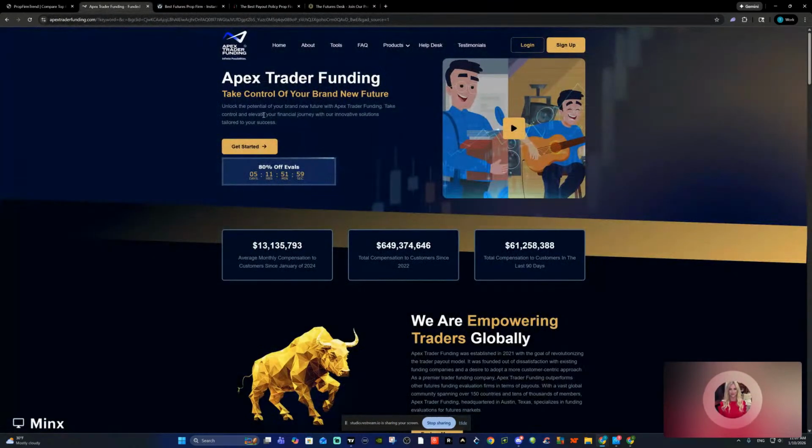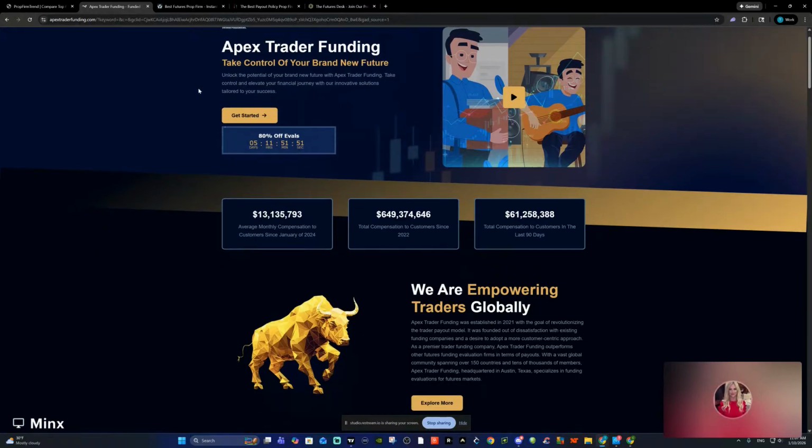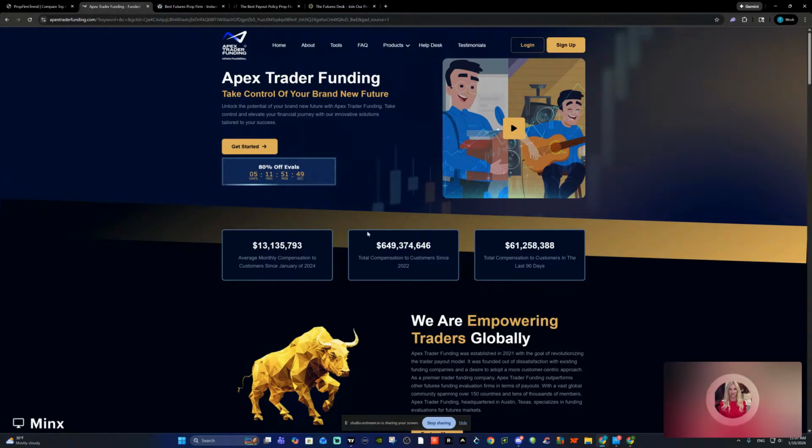And then there's intraday trailing, which Apex and a few other companies have. Some of these accounts, like Total Compensation, for example, since 2022, they've paid out 650 million. Okay.